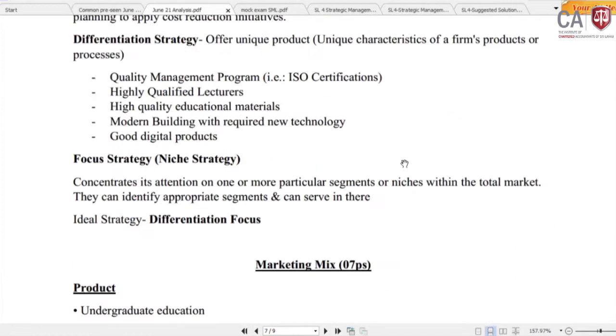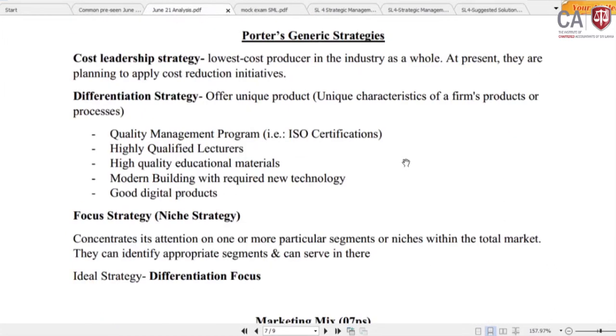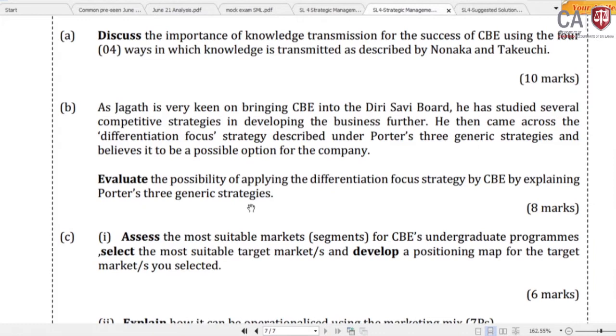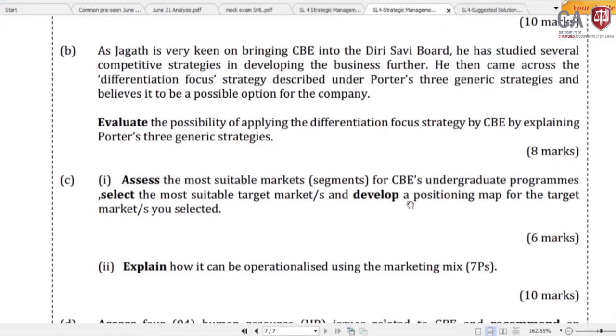Look at what I have done. Porter's generic strategies, I have analyzed these 3 strategies, then I made a conclusion that differentiation focus is the ideal strategy. Now, it says, so he is clearly telling the appropriate strategy, differentiation focus, and by explaining Porter's 3 generic strategies. See, 8 marks were covered from that analysis.